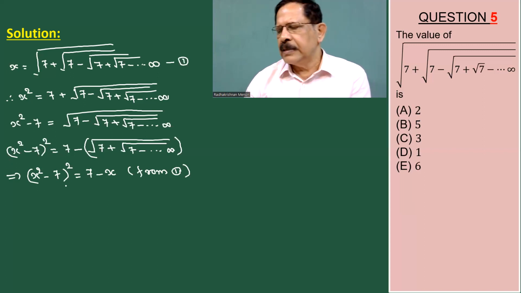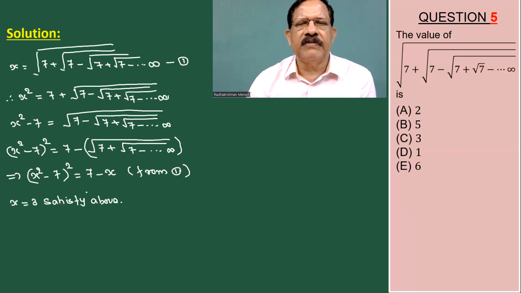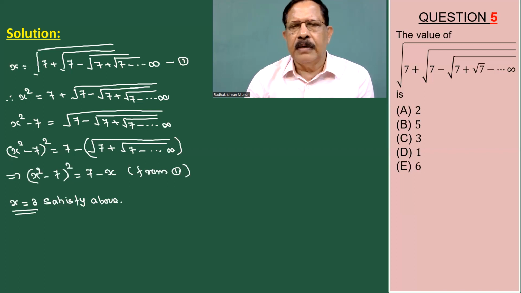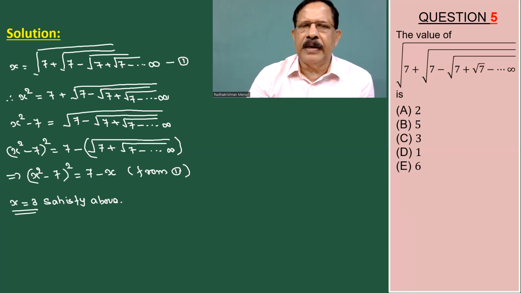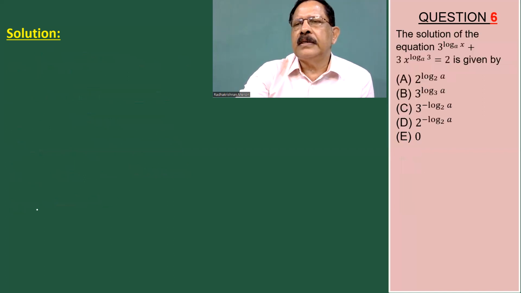Now solving this is a little tedious, so let us verify. Does x equal to 3 satisfy the above? Because you are getting a 4th degree polynomial equation, solving is difficult. So we verify the different values which are given in the options. So we are getting x is equal to 3, which is appearing as option C. Now we are going to the 6th question.